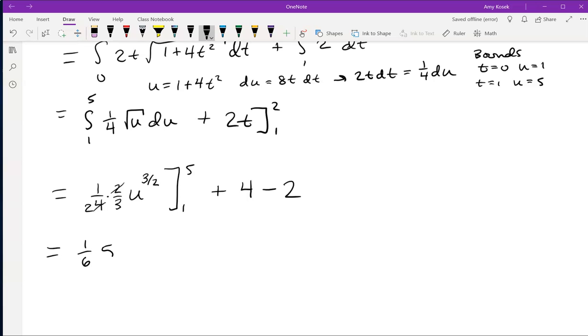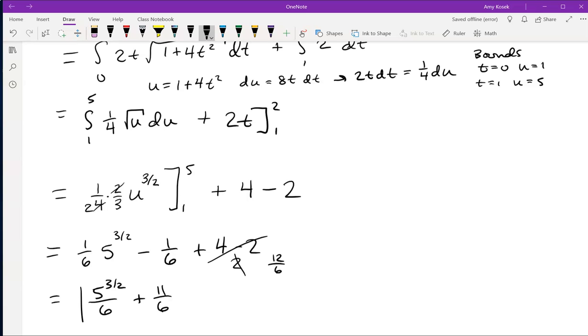We're going to have 5 to the 3/2. And then we'll have minus 1/6 times 1 to the 3/2, which is 1. So just minus a 6. And we'll have plus 4 and minus 2. So 4 minus 2 is 2. So then 2 minus a 6, well, we can make 2 into, let's see, 12/6. So then we would have 5 to the 3/2 over 6 plus 11/6 should be our final solution. And we'll just leave 5 to the 3/2 since the square root of 5 is irrational.